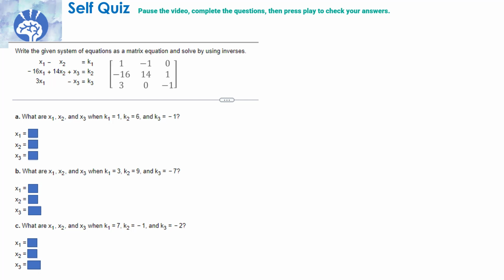So pause the video, do them, and then press play so we can work them together. Okay, the first thing that I did was I created my matrix A. So 1, negative 1, 0, negative 16, 14, 1, 3, 0, negative 1, times x sub 1, x sub 2, x sub 3, and that's going to equal K1, K2, K3. What is that going to look like for A? Well, we're going to have the same A matrix times our variable matrix, but this one is going to equal 1, 6, negative 1.